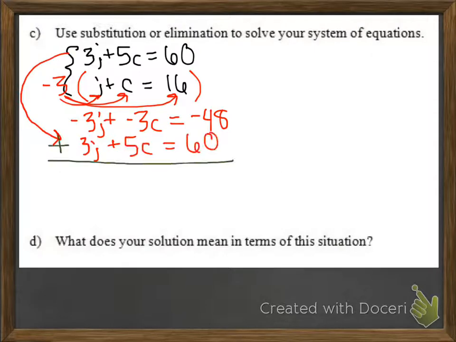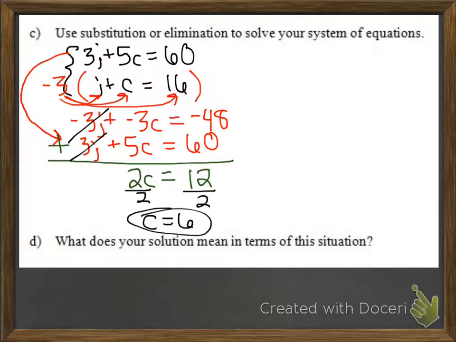Then I'm going to rewrite the top rule underneath my new rule that I just wrote and add those two together. And when that happens, the J's get eliminated. Combining my like terms, -3C and 5C gives me 2C, and then -48 and 60 gives me 12. And now it's just one more step to solve for C. So I end up with 6 for C.